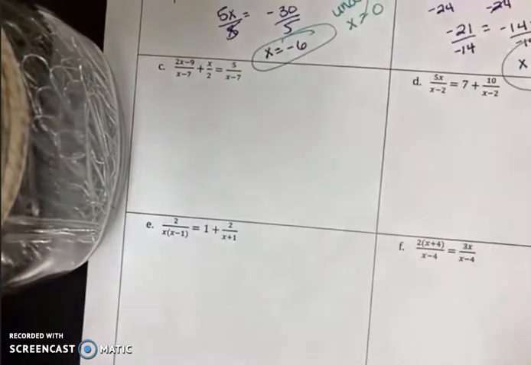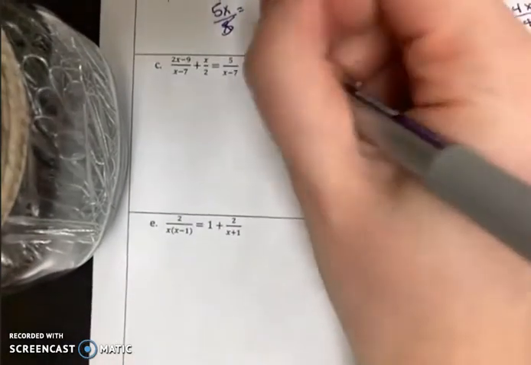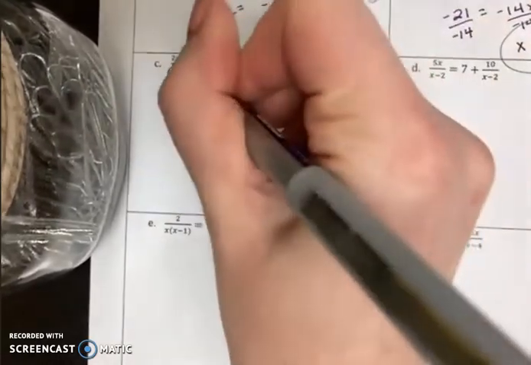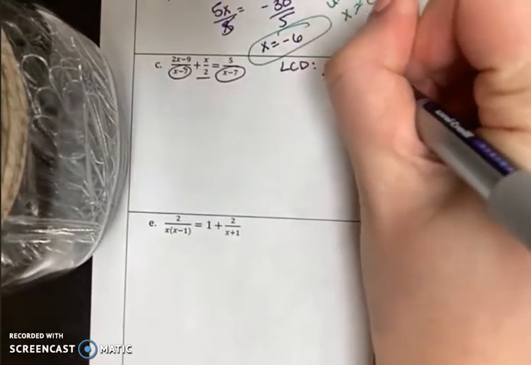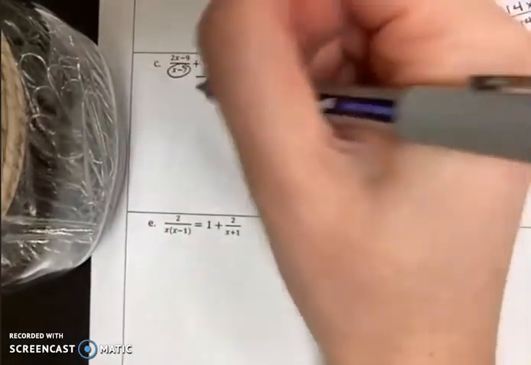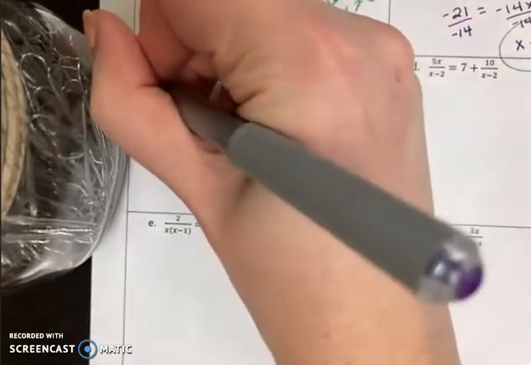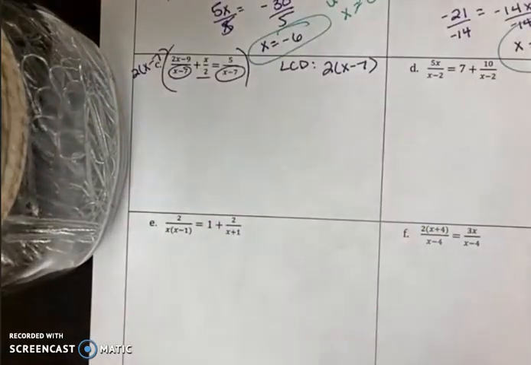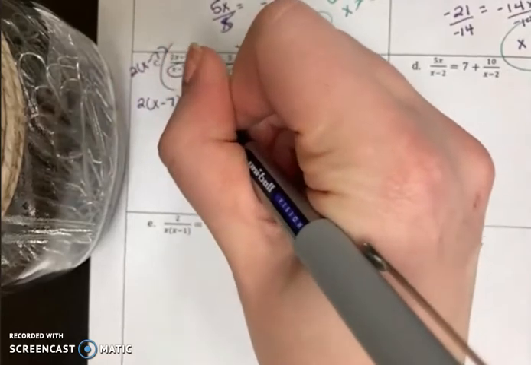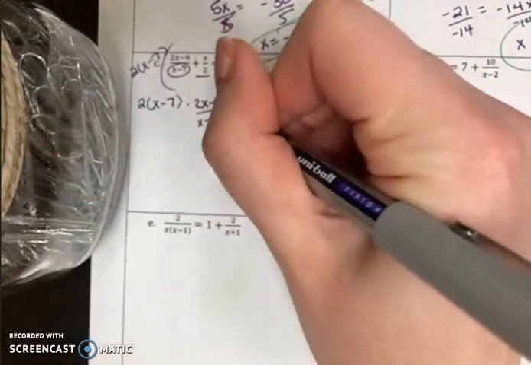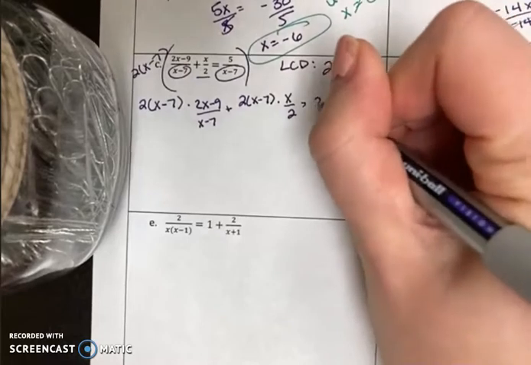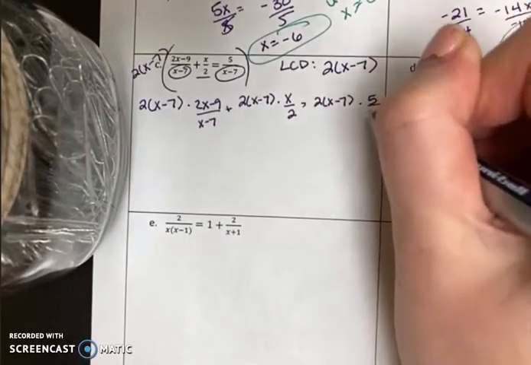Okay. Part C. Let's try it again. Least common denominator. Similarities times the differences. I have a similarity of x minus 7, a difference of 2. So 2 times x minus 7. Multiply each term. Eventually, what you could do is just show, hey, I'm going to multiply this whole thing by 2 times x minus 7. You can do it in your head. But while we're still getting used to it, I'm just going to write it all out. So I'm just writing the first term being multiplied, the second term being multiplied, and the third term. Just so we get used to it.